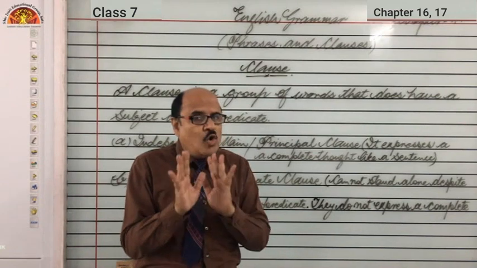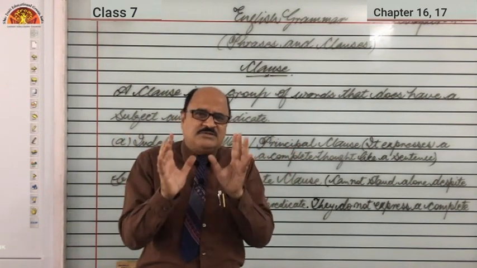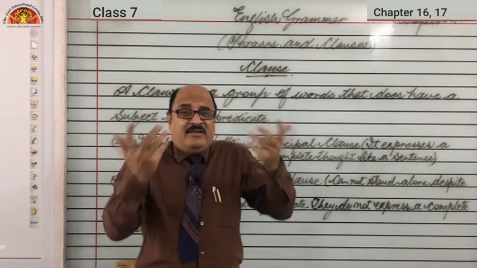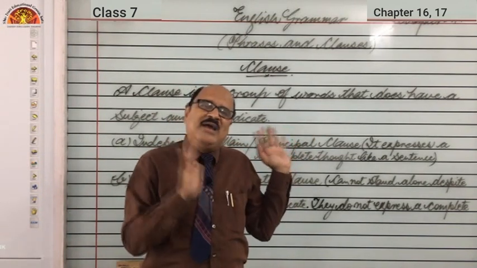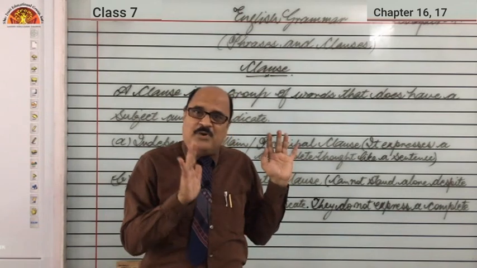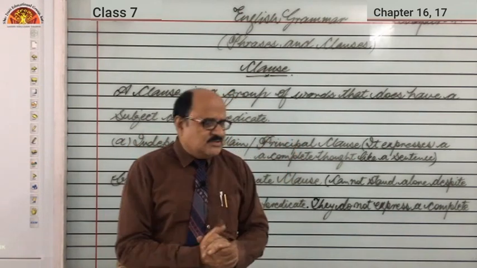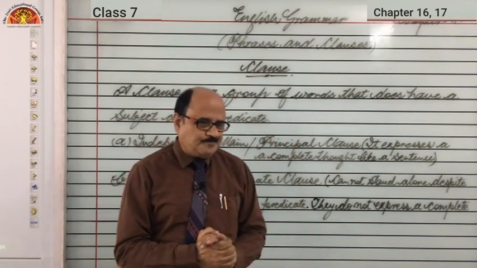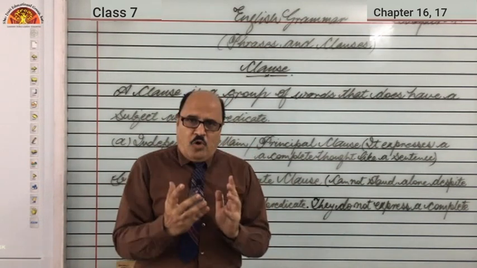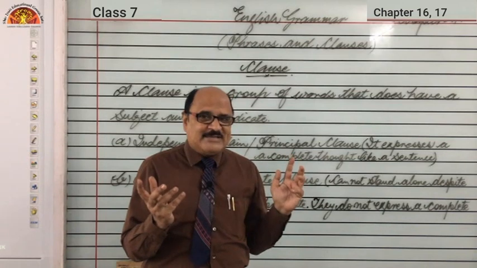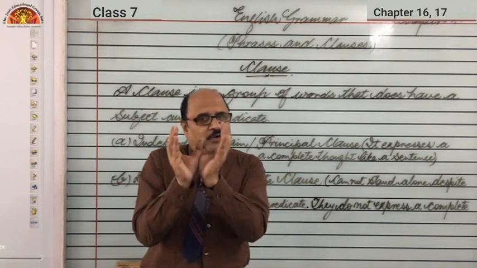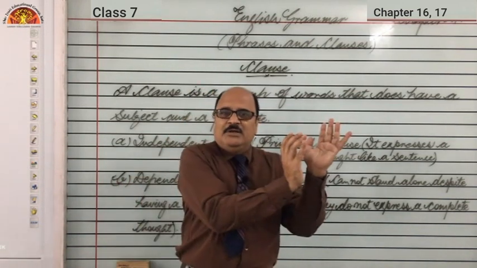Look here, don't be confused. This is a sentence because independently it is standing all alone by itself, having a proper complete sense, right? Second group of words is Rohan likes English. Look, Rohan, subject, likes English, predicate.